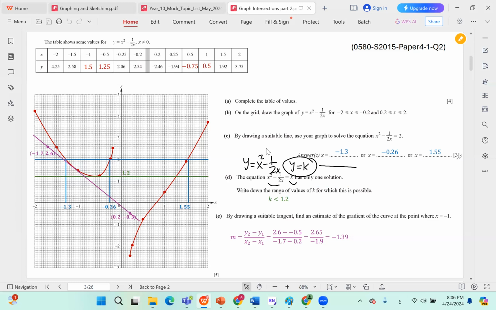And we want them to have one solution. One solution means one intersection point. So we want a horizontal line that intersects the curve only once. So let me draw a couple of lines and let's discuss together whether these intersect once or more. So for example, what about this line here? What about this line here? How many points of intersection do they have with the red graph?